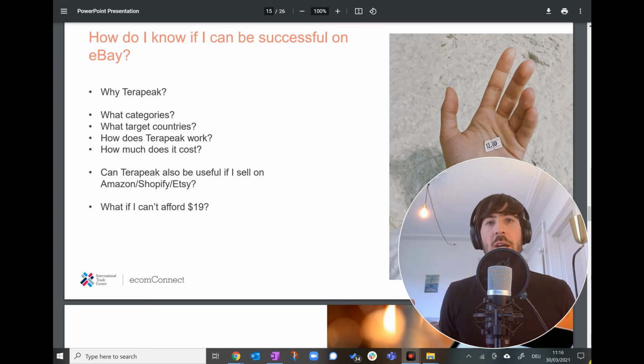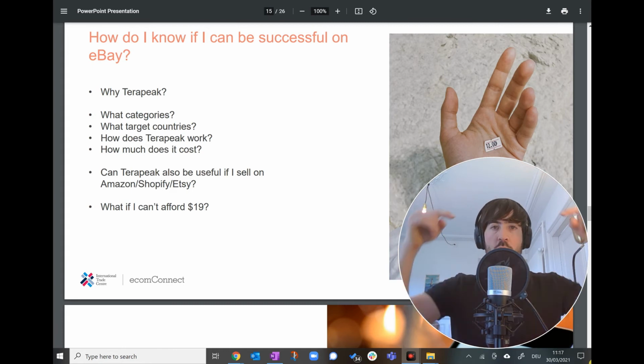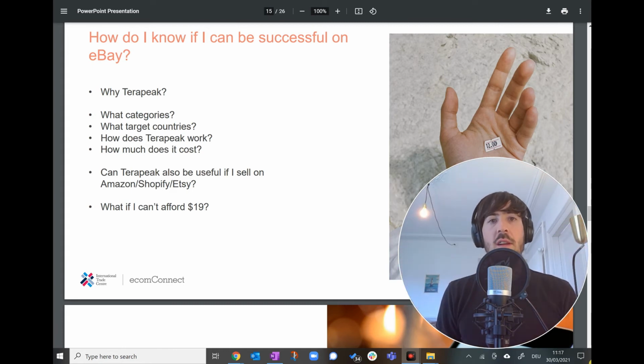If you don't have an eBay account yet, you need to create one in order to be able to use Terapeak. You can find a video in the description below on how to create an eBay for Business account. Any business owner around the world can open an eBay for Business account. The only exception is for sellers from Cuba, North Korea, Iran, and Syria.